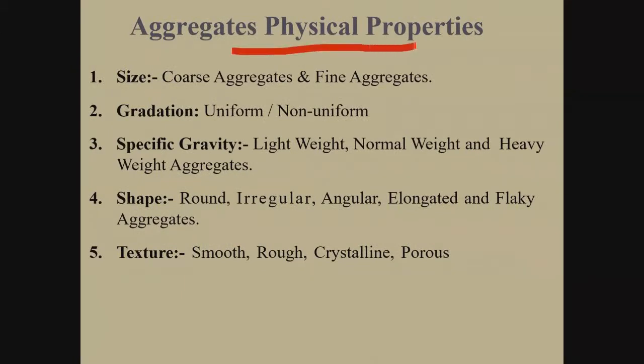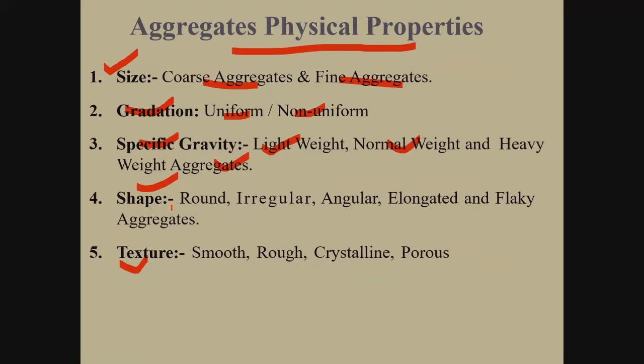Now let us discuss a few physical properties of aggregates. Under the umbrella of this title, I will discuss size of aggregate, gradation, specific gravity, shape, and texture. Under size of aggregate, I will discuss coarse aggregate and fine aggregate. Under gradation, I will discuss uniformly graded aggregates and non-uniform aggregates. Under the specific gravity topic, I will discuss lightweight aggregate, normal weight aggregate, and heavyweight aggregate.